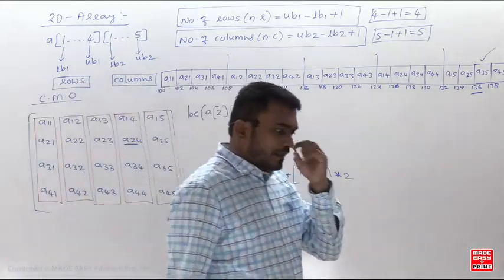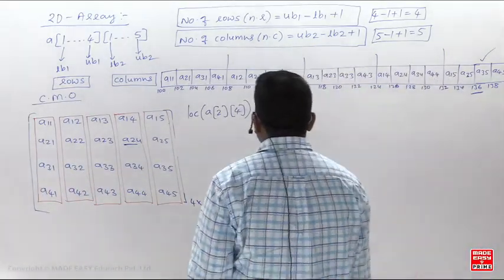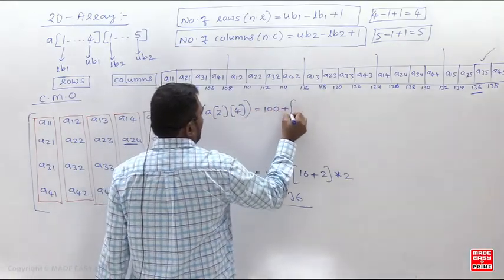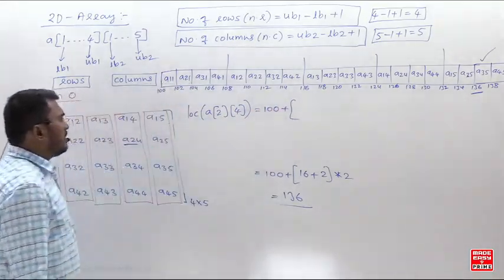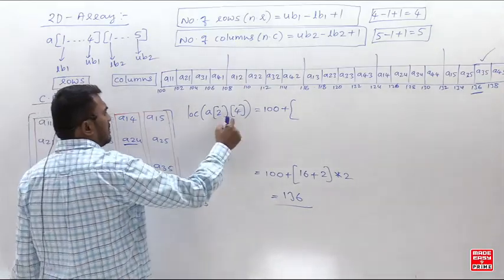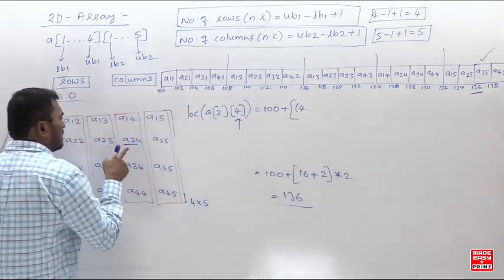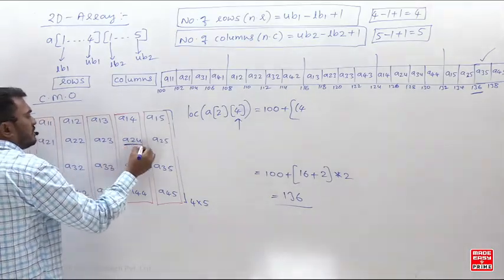So it means what? Second row, the fourth column. Second row, fourth column. Is that clear? Right. So base address plus. Now it is column major order. First concentration on the columns. So fourth column you want to go. Look at here, fourth column. So here is the fourth column, right?